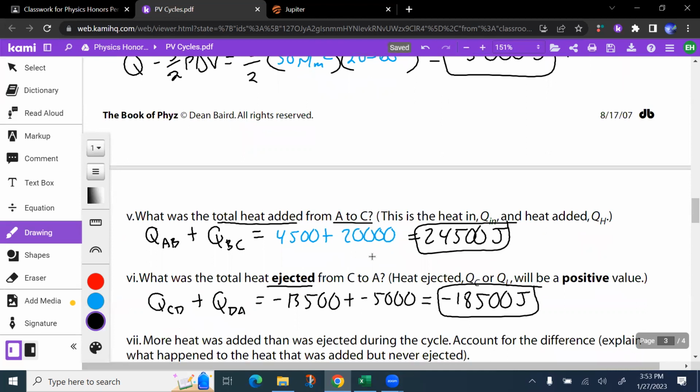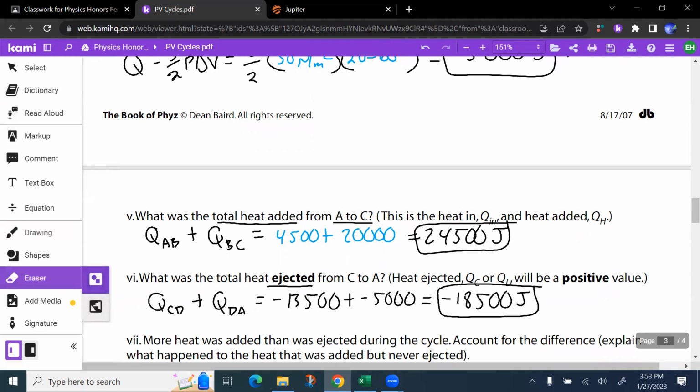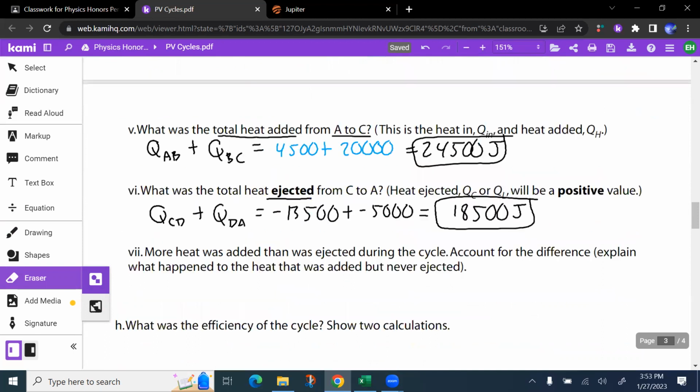Technically the question is asking what was the total amount of heat ejected from C to A. Heat ejected will be a positive value, so we're really talking about the absolute value of the heat, but realistically, if heat is removed, it technically is a negative quantity.